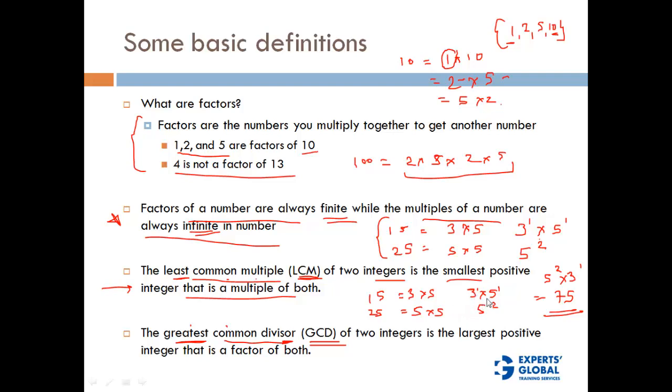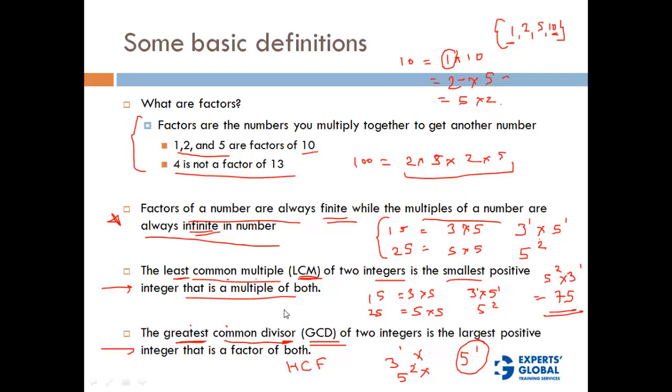So 3 is not common in both, right? And 5 raised to 1 is common in both, but 5 raised to 2 is not common. So I cannot take 3 raised to 1. I cannot take 5 raised to 2 because that is not common. The only thing I can take is 5 raised to 1. So GCD, also called the HCF, highest common factor, is going to be 5 raised to 1, equal to 5. Both GCD and LCM require you to do prime factorization, and there are different ways of calculating.